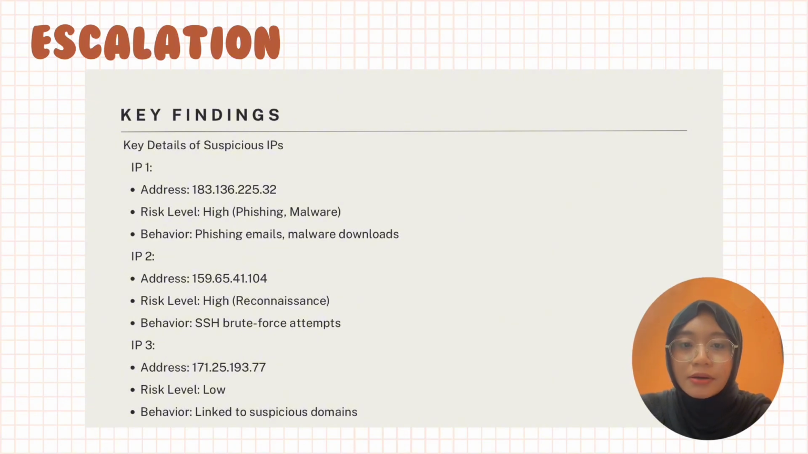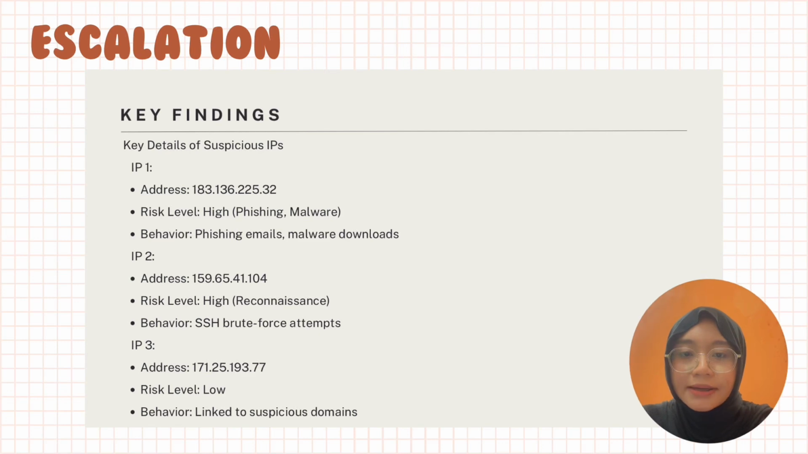183.136.225.32, was the highest risk, linked to phishing and malware activities, with evidence of phishing emails and malicious file downloads. The second IP address, 159.65.41.104, was involved in SSH brute force attacks, indicating reconnaissance activities. Lastly, 171.25.193.77 showed connection to a suspicious domain and possible reconnaissance.